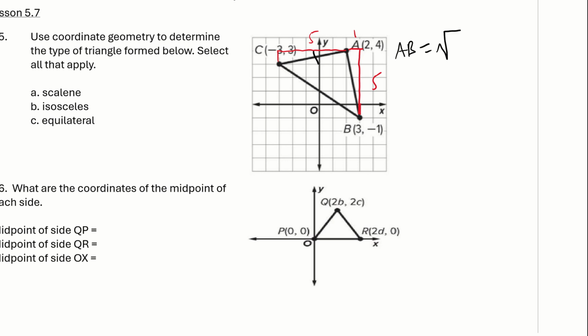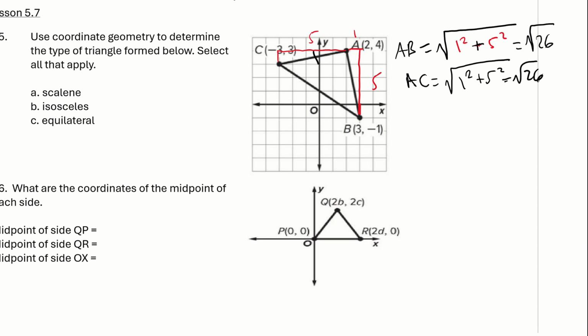And let me just show you how to use the distance formula. To get the distance, you use those 2 numbers. So we got the square root of 1 squared plus 5 squared, and that is the same thing as AC. 5 times 5 is 25, 1 times 1 is 1, and then add those up to get 26. So these are clearly the same number, the same length.